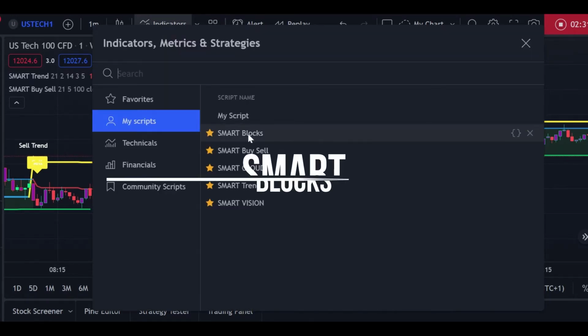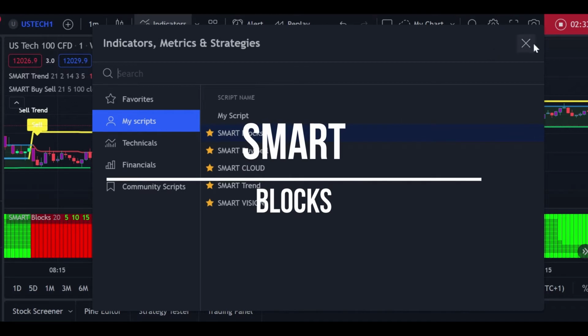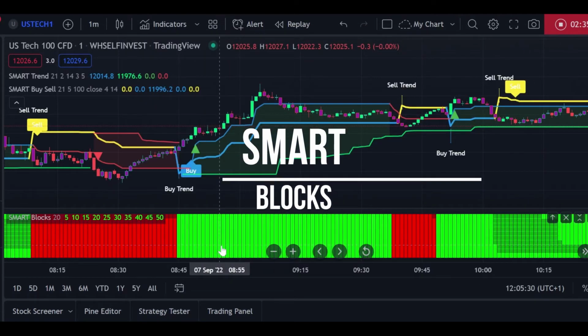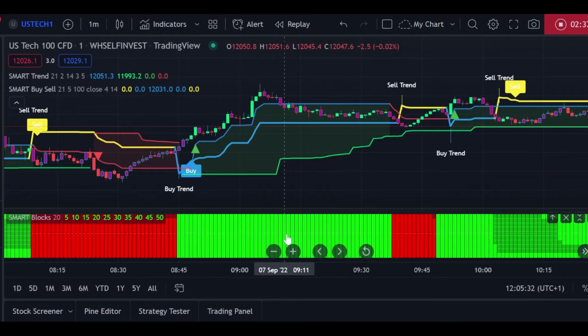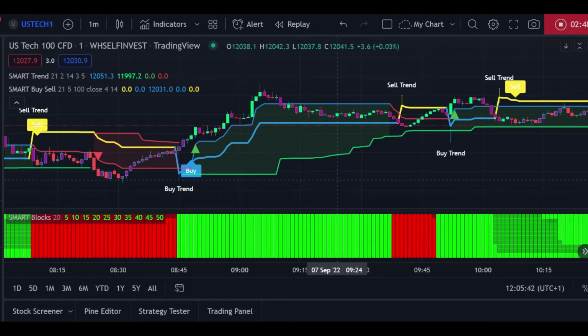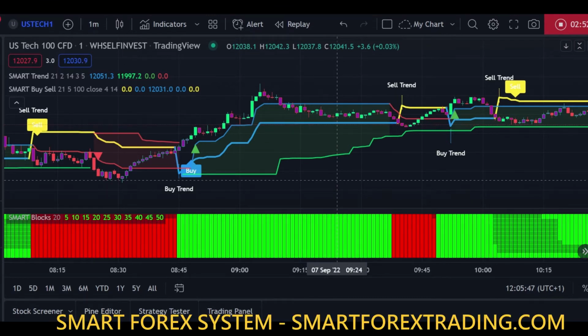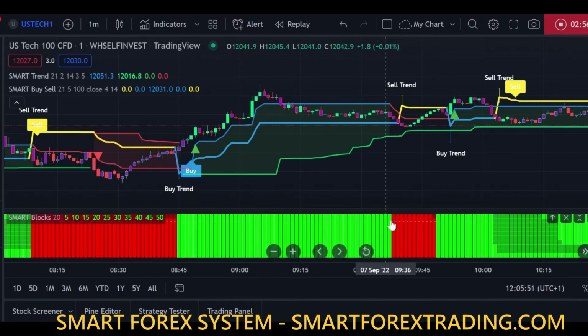And the final indicator we have is Smart Blocks. Here, Smart Blocks is nice. It's green and red, and though it looks very simple, it is a very powerful algorithm, and it's very useful as an exit indicator. If you're a trader, you will know it's often difficult to know when exactly to exit, so Smart Blocks is a tool that we use for exiting our trades.